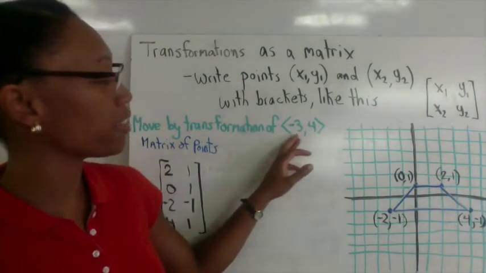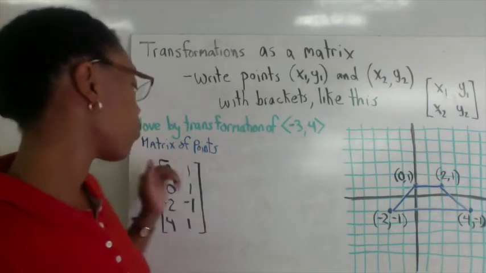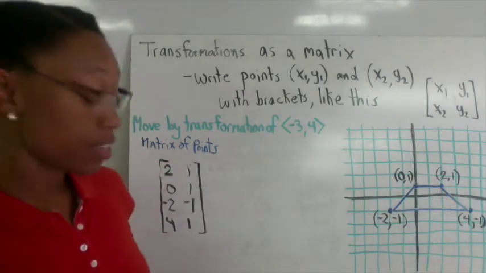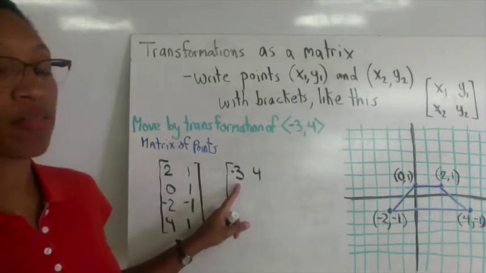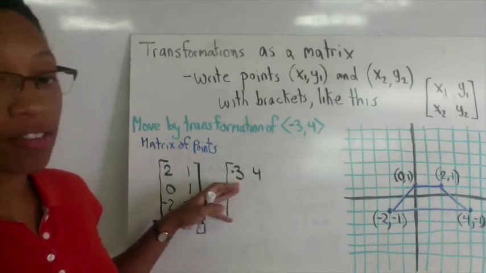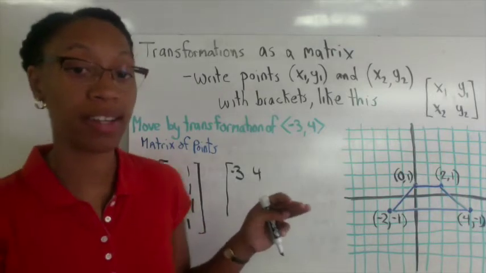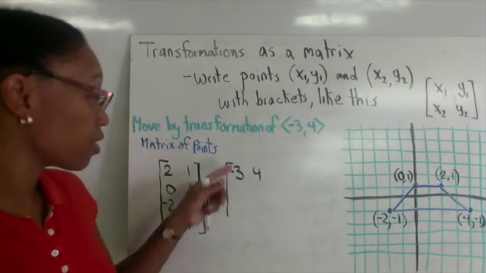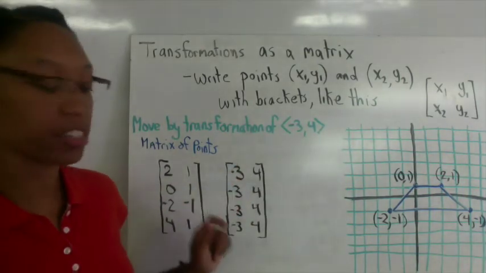So I know that I'm going to take this -3, 4, and I'm going to have to add it to each one of these points. So my vector that I make needs to start with -3, 4, but it needs to have -3, 4 four times because there are 4 points there. So I'm going to need to add it 4 times, the same number of points. And this is my translation matrix.